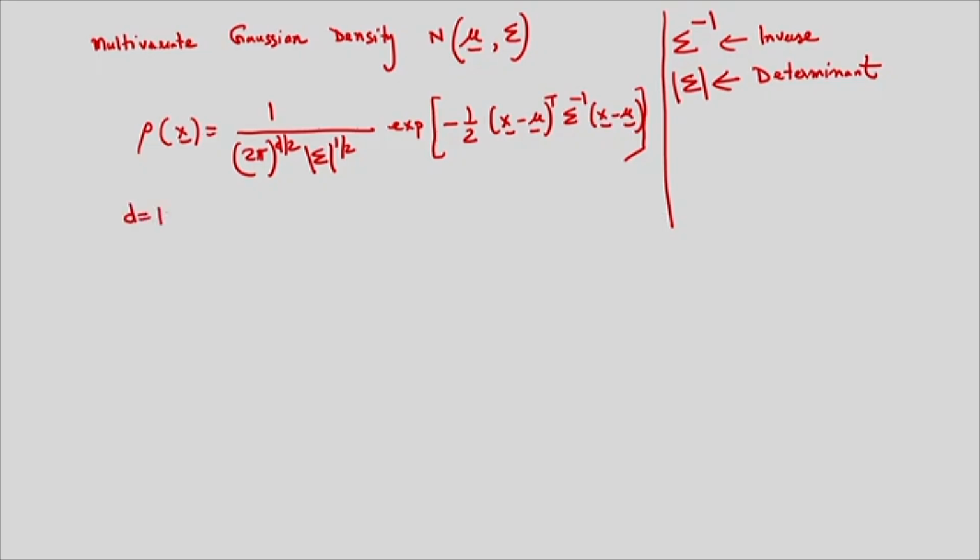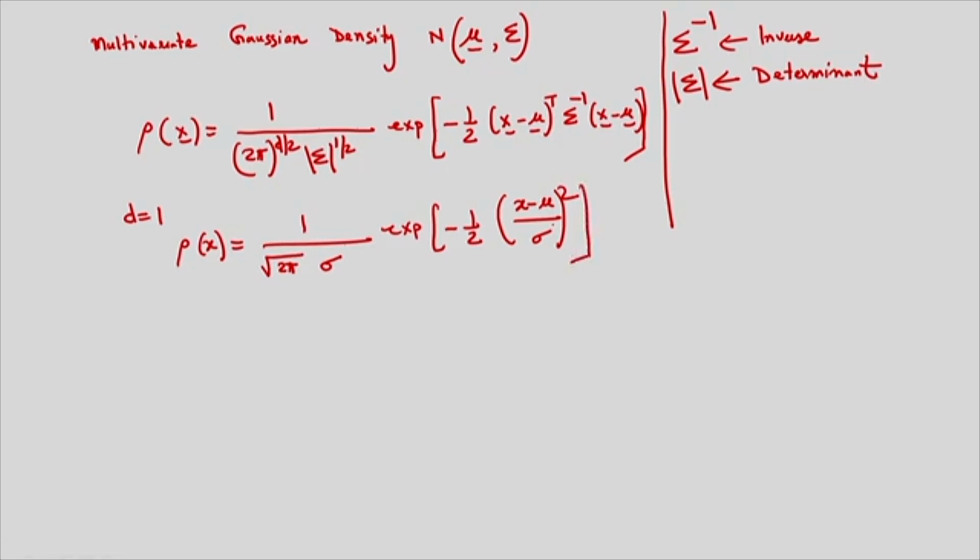And suppose d is equal to 1. In the previous case we are considering the d-dimensional Gaussian density, the d-dimensional vector x. If d is equal to 1, then this multivariate Gaussian density is converted into the univariate Gaussian density. The univariate Gaussian density, I already told you, is 1 by root 2π sigma, exponential minus 1 by 2 ((x minus mu) by sigma) squared. So this is the univariate Gaussian density and this is the multivariate Gaussian density. The univariate normal density has two parameters, one is the mean and another one is the variance.